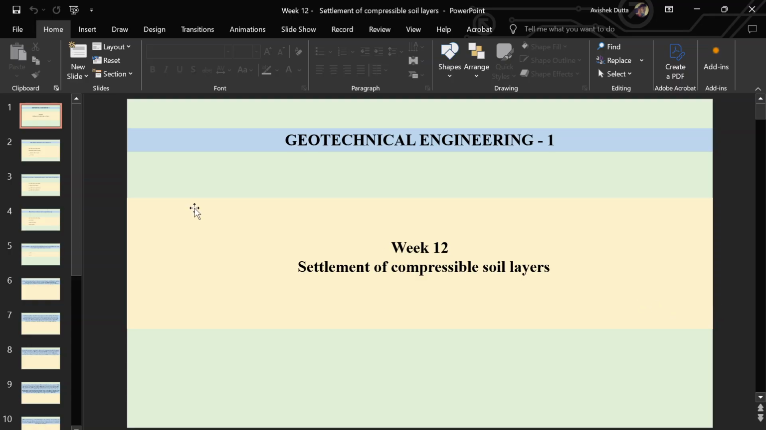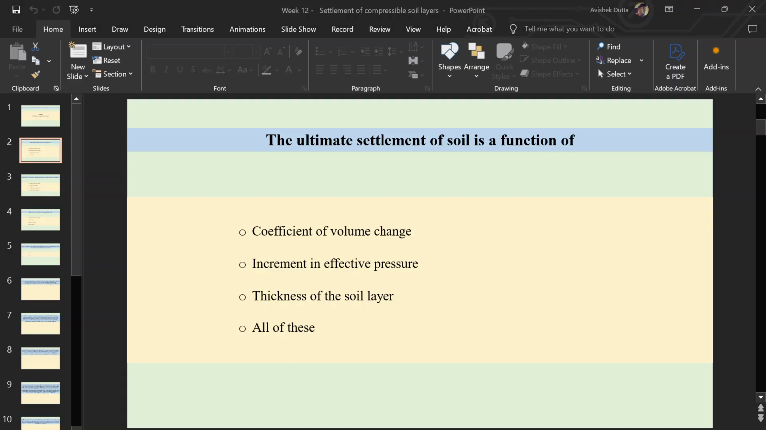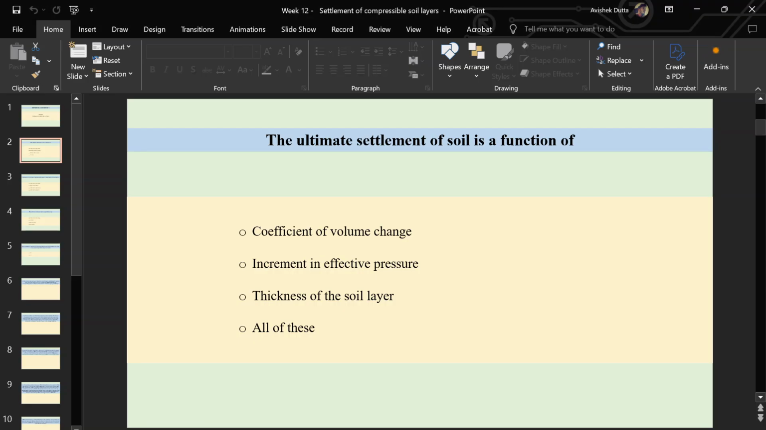So I'll go to the first question. The ultimate settlement of soil is a function of. Your options are coefficient of volume change, increment in effective pressure, thickness of the soil layer, or all of these?